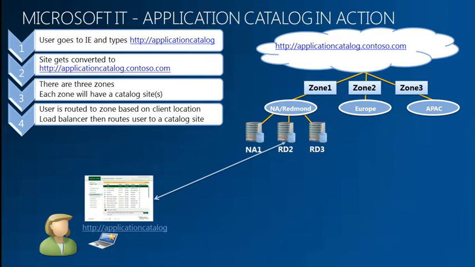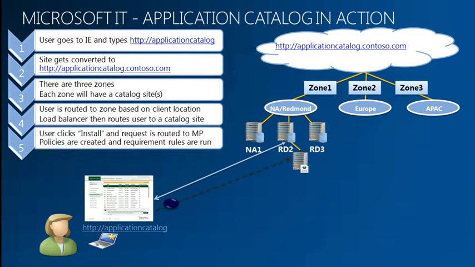And then what happens when you hit the RD2, the user will get to see the applications that are targeted to him. Once the user clicks install, then the request gets routed to the MP, the policy gets transferred to the machine, and then the requirement rules are evaluated.